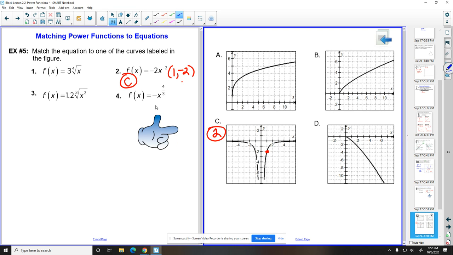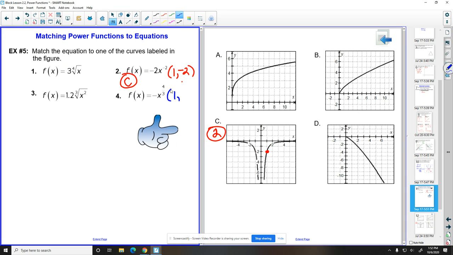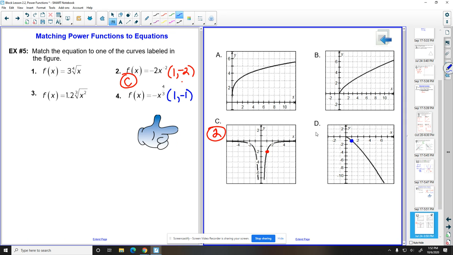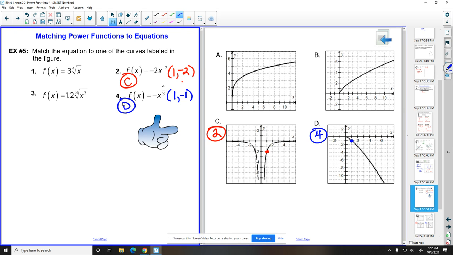Maybe we'll just try that little key point trick for all the rest of them. So like number 4, this would be a number greater than 1, so it should resemble kind of an increasing function. But we do have a k value. So maybe we'll say, all right, what would be my key point? My key point would be 1 comma the k value, which is negative 1. So I'm going to look for a graph that has 1, negative 1. There it is right there. So this is graph number 4, which is the same as D.